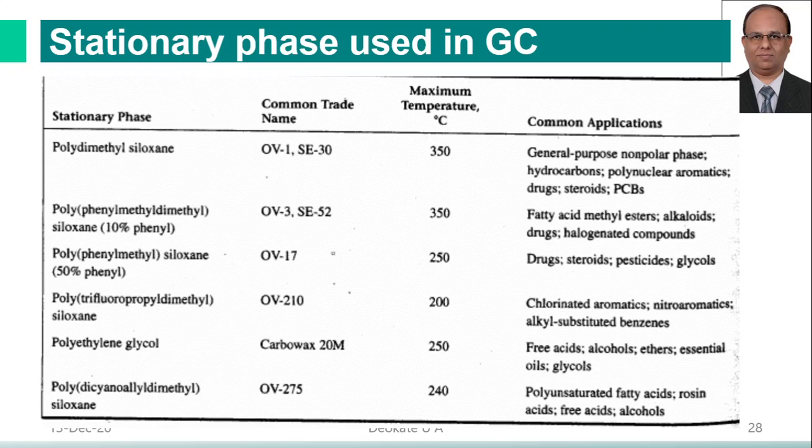Carbowax 20M is the common column for free acids, alcohols, esters, essential oils, and glycol separations, which works at 250 degrees centigrade and has a stationary phase of polyethylene glycol. Then OV-275 is a cyanoalkyl dimethyl siloxane, which works at 240 degrees centigrade and is used for the separation of polyunsaturated fatty acids, rosin acids, free acids, and alcohols.